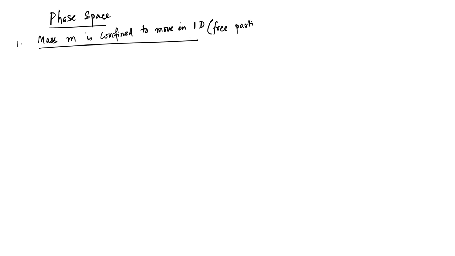And the moment I say it's a free particle, it means that the energy is given by E equal to p square over 2m. Because it's free, the only energy that it has is the kinetic energy, where p is the momentum and m is the mass. So, this tells you that if you want to know the phase space of this particle, which is confined to move in 1D, p becomes equal to plus or minus root over 2mE, and that gives you these two momentum values.